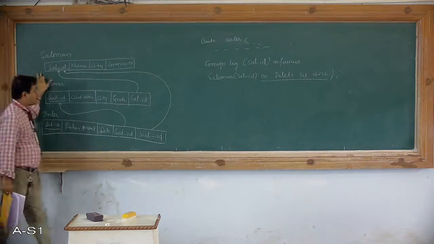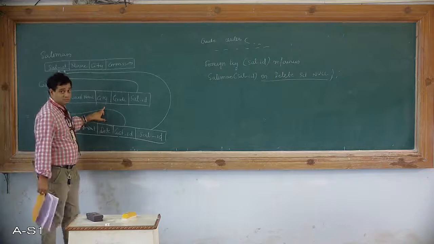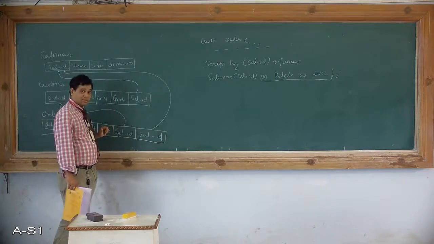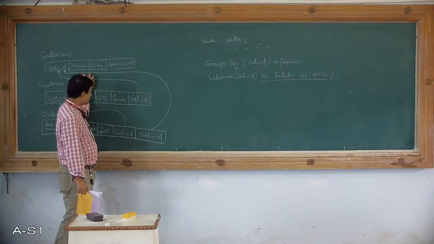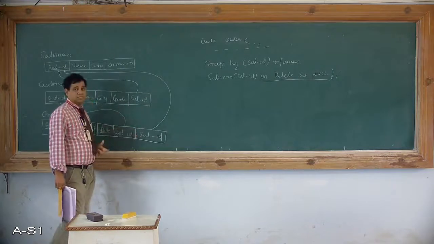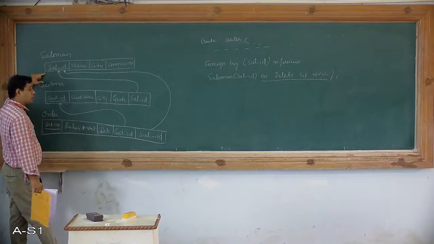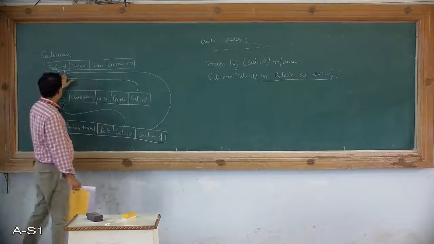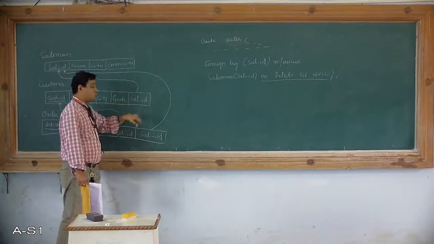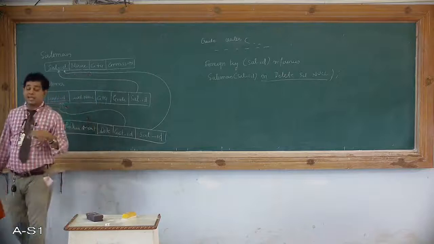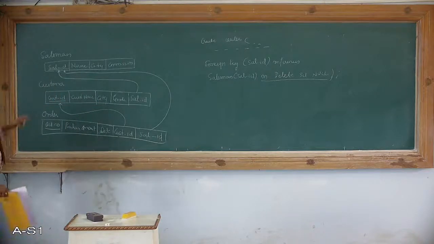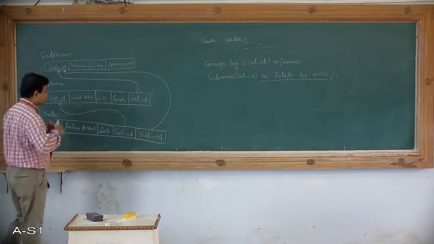But how about in this table, and how about this table? Even though I have deleted from this, their entries still exist here. And one more thing is, I cannot directly delete from here because this salesman is being referred in two different tables. So directly I cannot delete a salesman, because it is being referenced in other tables. So in that case, what should I do?